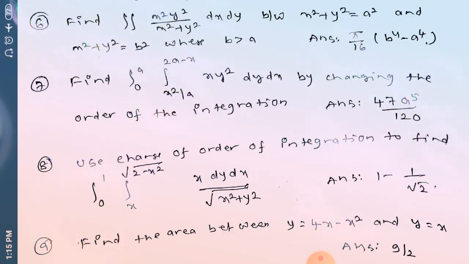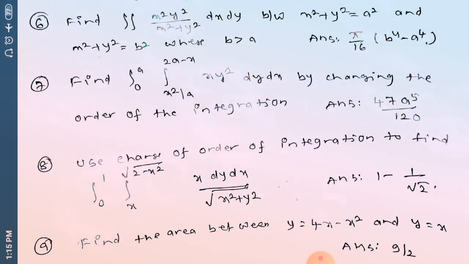In order to get new limits here, you take the values x equal to 0, x equal to 1, y equal to x, and y equal to root of 2 minus x square. Now you construct a diagram here. X equal to 0, as usual, lies on the y axis, x equal to 1.